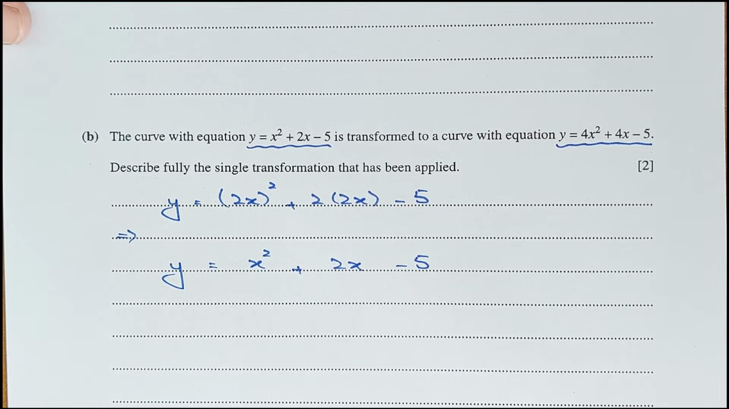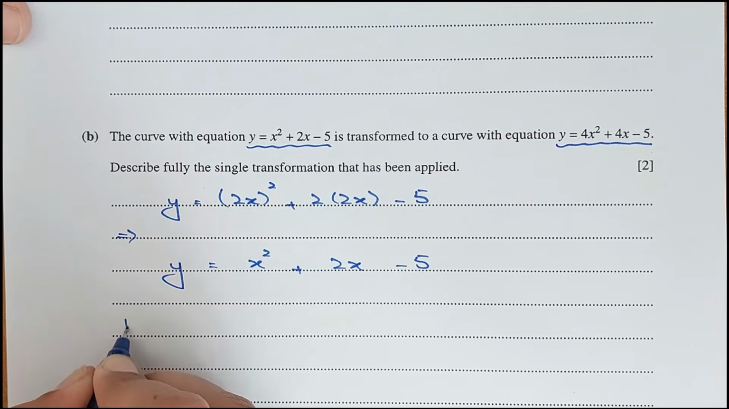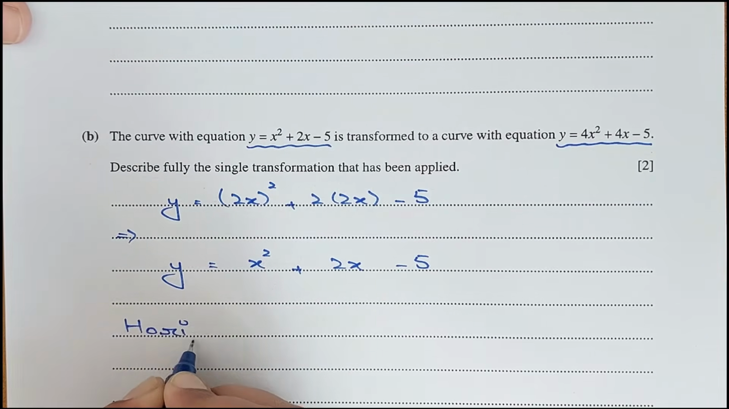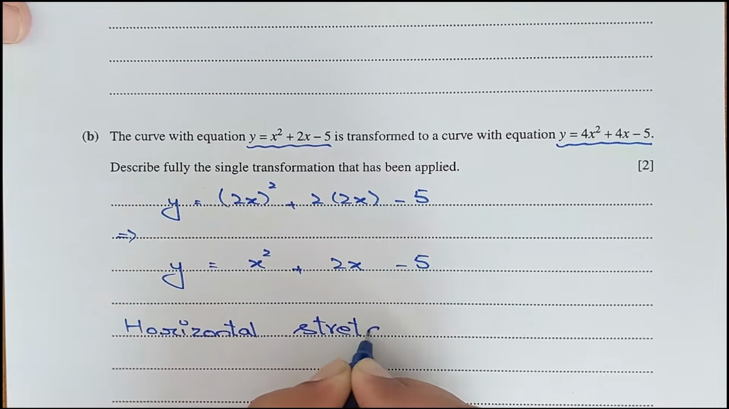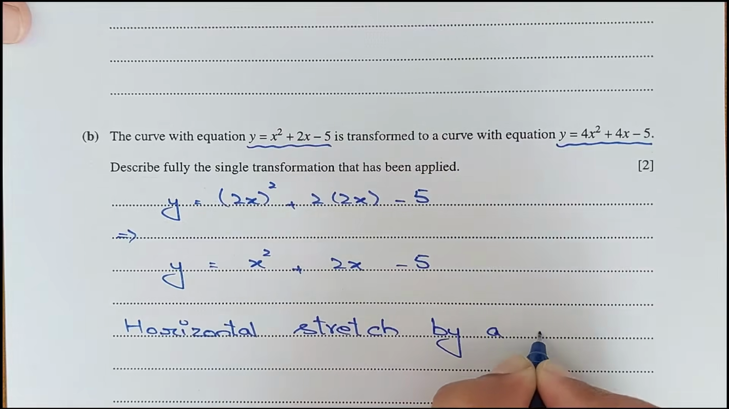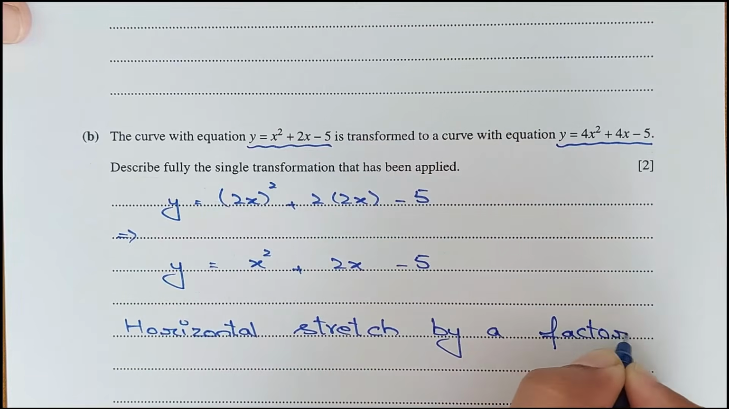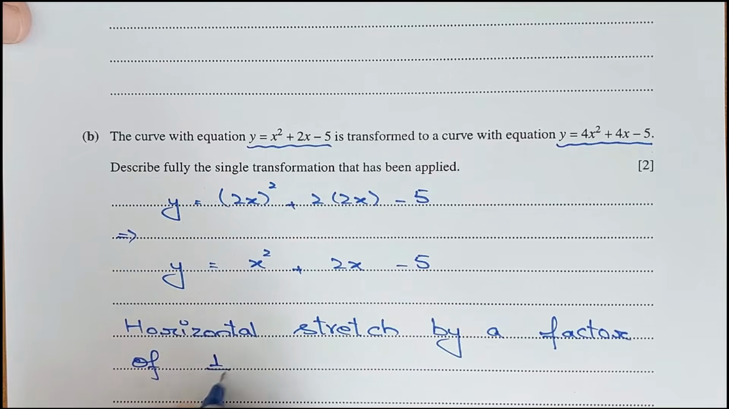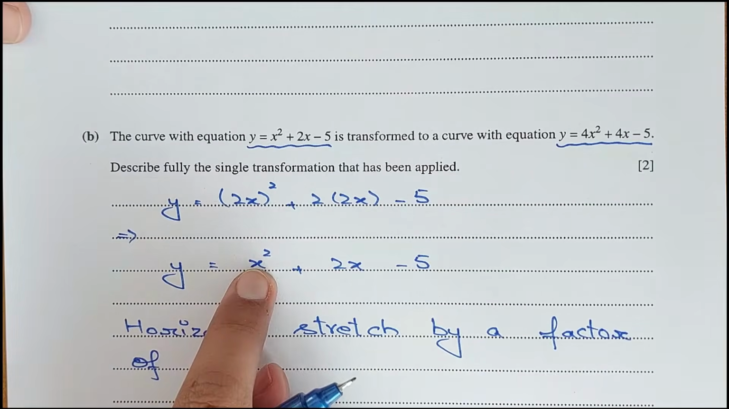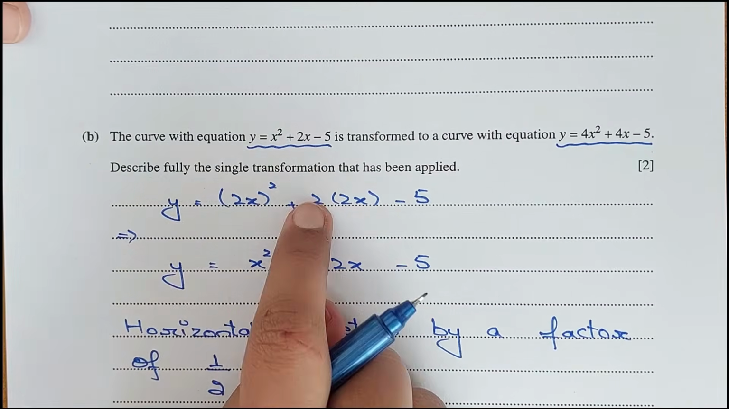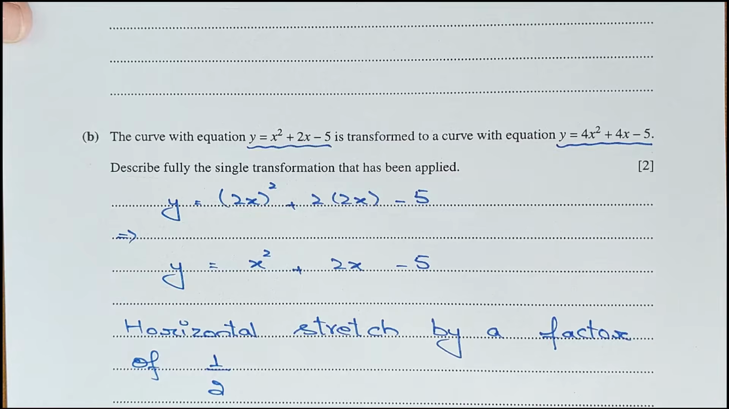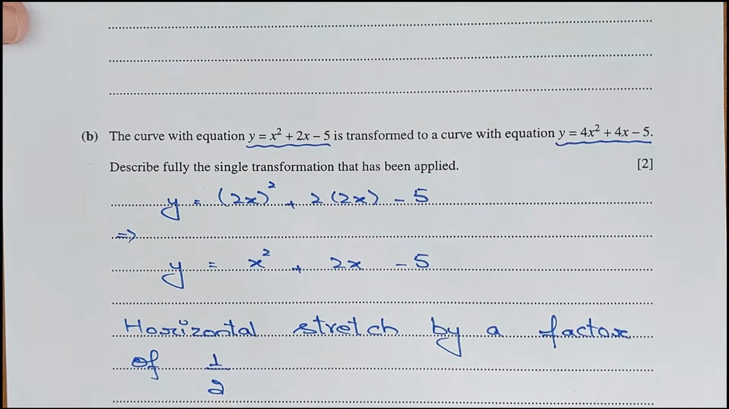So when x is multiplied by 2, it means we have a horizontal stretch by a factor of 1 by 2. Yes. Horizontal stretch by a factor of 1 by 2. Because as you can see, x squared is replaced with (2x) squared. Right, so x is multiplied by 2. Here again x is multiplied by 2. So that means we have a horizontal stretch by a factor of 1 by 2.